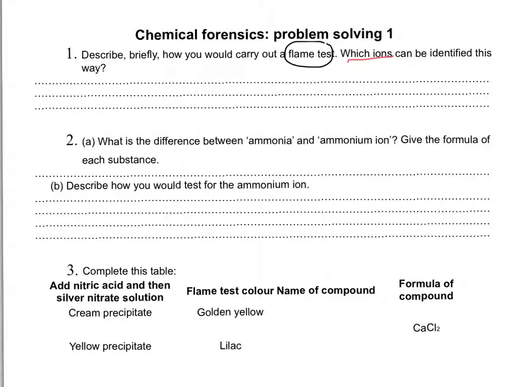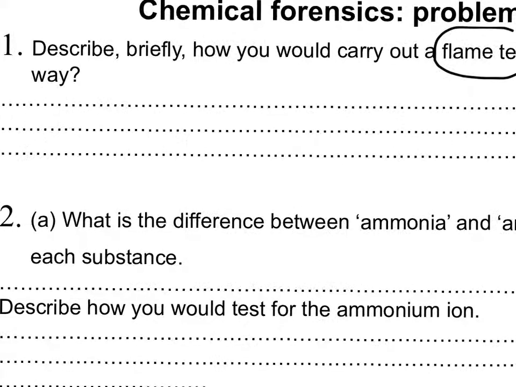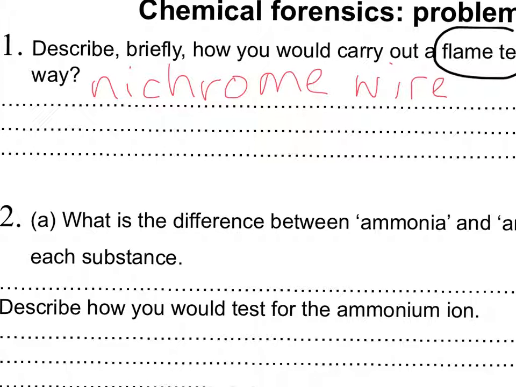There were 4 marks here. The first mark was for making sure that you mentioned that you would have to use the nichrome wire, and then you have to make sure that you use a Bunsen flame.